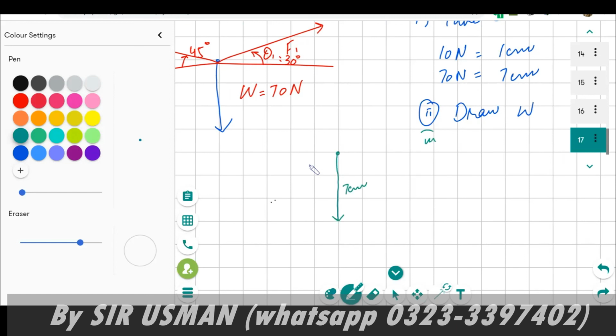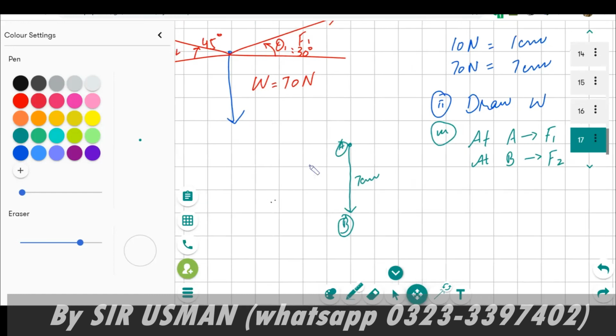Now, let's say this is your point A, this is your point B. So at A, we have, let's say, F1, and at B, we have F2. So at A, we need to draw the angle of F1. And how can we draw it? Let's draw 2 straight lines until they meet. Yes, this is 30 degrees. So we extend it both ways, right, in dotted form. Let's say this is your F1.